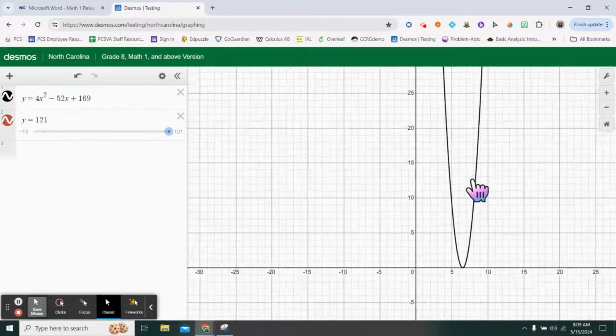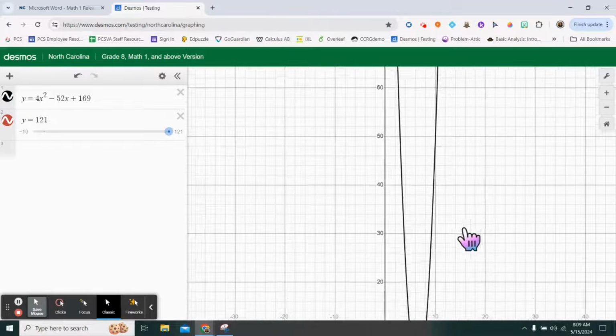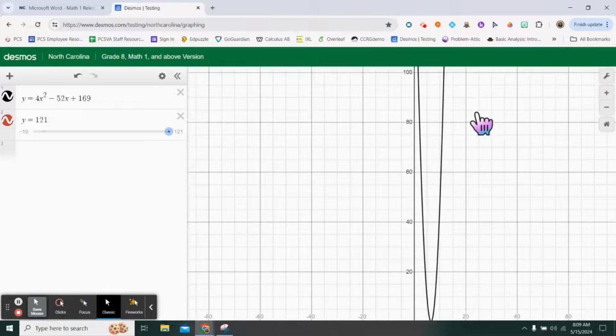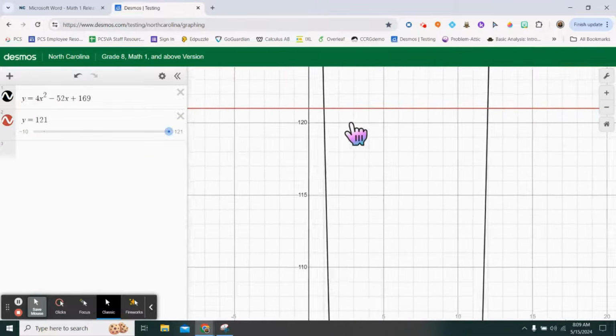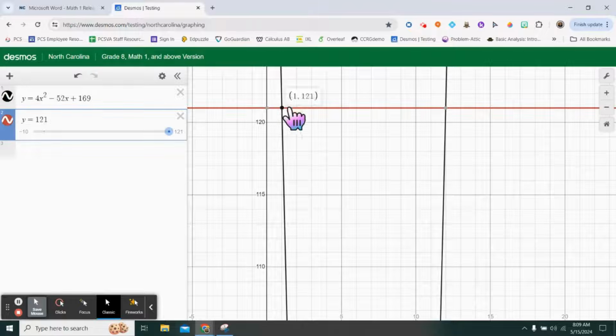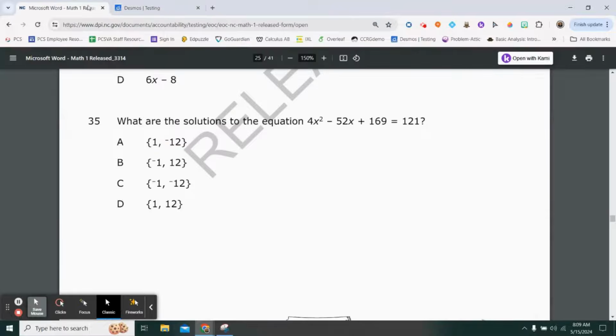Guess what? I'm going to go see where they cross. Now, they're going to cross at 121 because that's what I set the other one to be equal to. I'm going to zoom out. I'm going to zoom back in, make sure I've got a good view. You don't want to accidentally click the y-intercept. I've got 1 and 12. Use the x values when you're doing the y equals the left, y equals the right trick. 1 and 12 are my answers, and so that would be D.